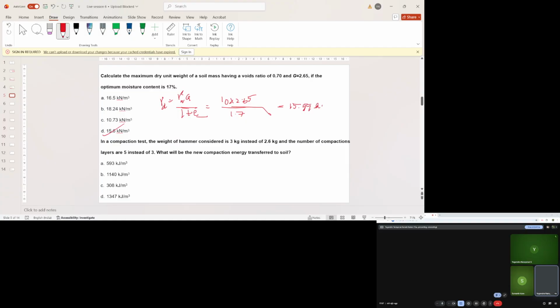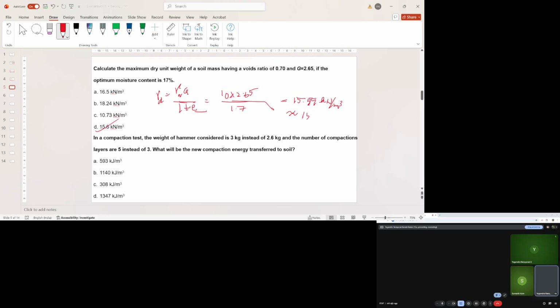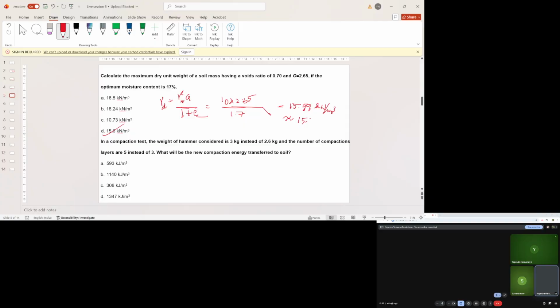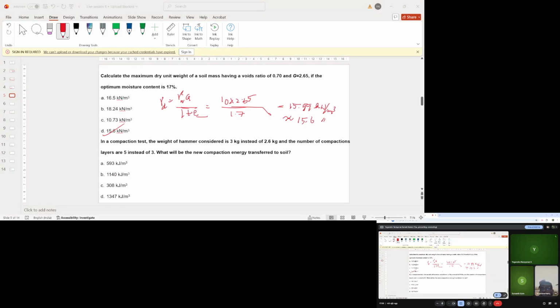15.59 kilonewton per meter cube, which is approximately 15.6. So the right option is option D. Any doubts? No, sir. Okay, so coming to the next question.